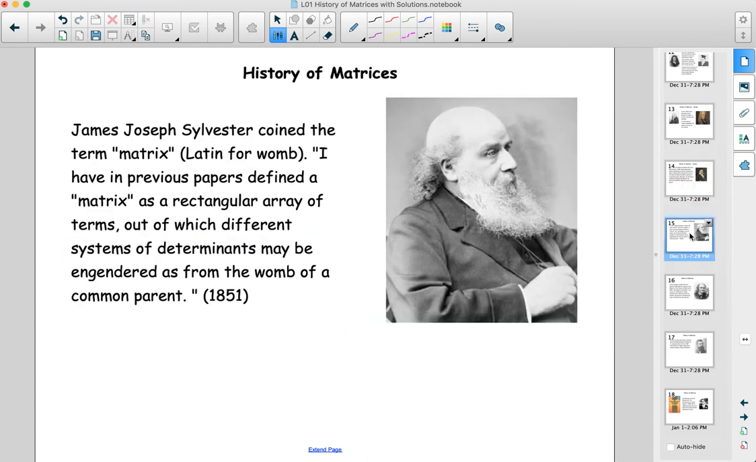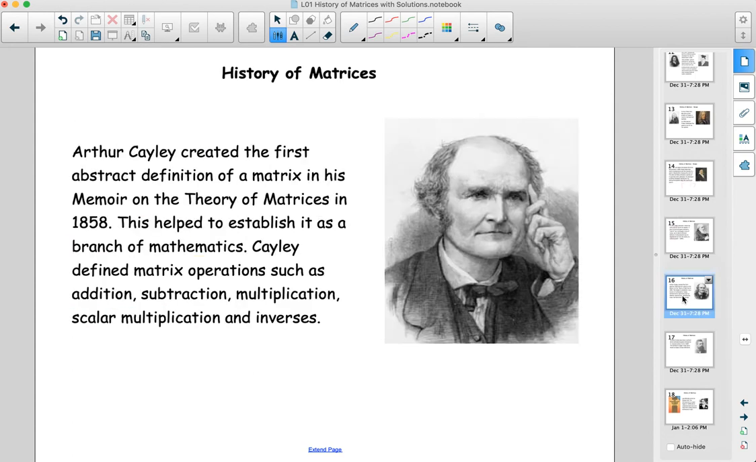Turns out that James Joseph Sylvester coined the term matrix. It's kind of an odd word. Why matrix? It actually comes from the Latin word for womb. And this is why he chose that. I have in previous papers defined a matrix as a rectangular array of terms, which indeed is what it is, out of which systems of determinants may be engendered, as from the womb of a common parent. That was his inspiration for calling these rectangular arrays of terms matrices. And we still use that term today.